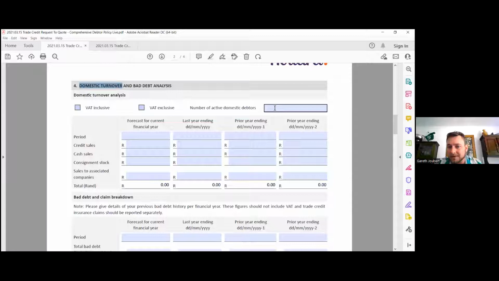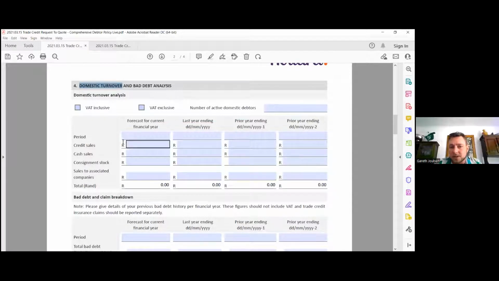Okay, the number of active debtors. This is how many buyers you're looking at insuring, right? If it's all debtors, obviously it's all the debtors. If it's all the debtors over 30,000, then we'd delete all the debtors under 30,000, and we'd only take the number of debtors over 30,000. If it was a selection of debtors, obviously the number of the selection of debtors, right?